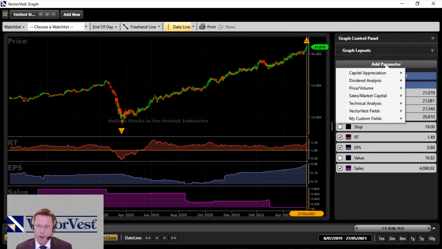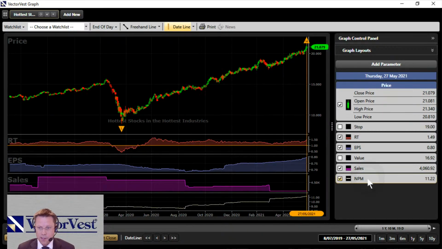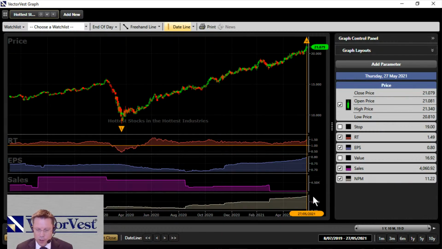If I add in another parameter, and I'm going to throw in VectorVest fields, one here called net profit margin, NPM. This is the dollars and cents that a company would make for every $1 of sales. So for every $1 of sales, they're making 11 cents margin. So I'm looking at this and saying, well, okay, they're growing their margins. What if we could get a company that's growing its margins and growing its sales?